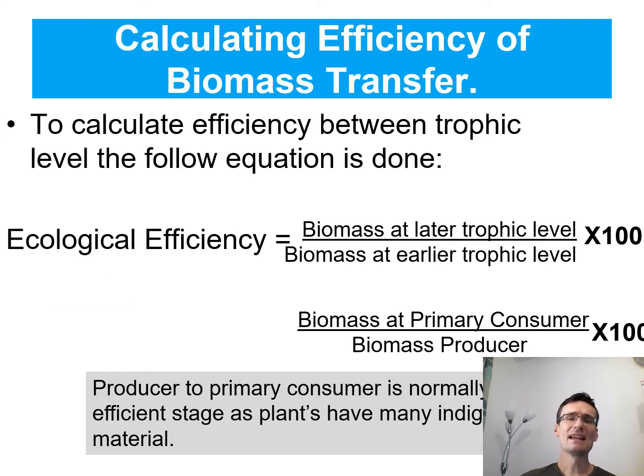You can also calculate the efficiency of biomass transfer between each trophic level. So if we've got a food chain, let's say our plant, which is the producer, number one, is eaten by our primary consumer, say something like a cow, number two, and then that's eaten by humans as number three. How do I calculate the efficiency? All I have to do is calculate the amount of biomass at the earlier levels and later.